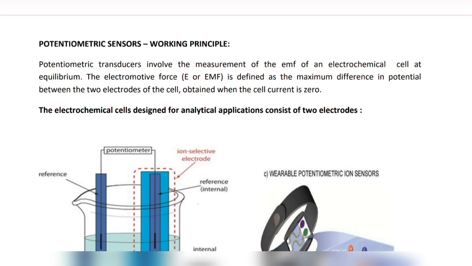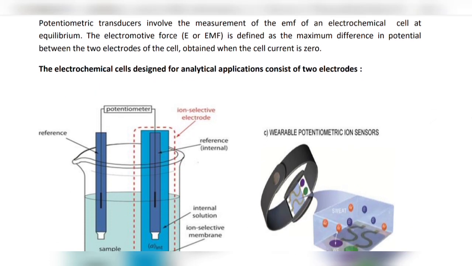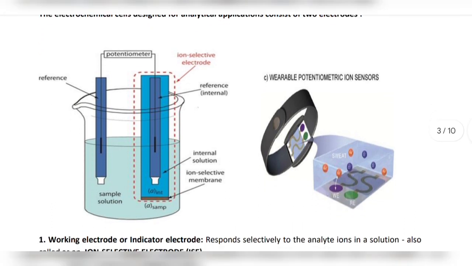Potentiometric transducers involve the measurement of EMF. Okay. So, what are the components of an electrochemical cell? You already studied in previous chapters. The electrochemical cell designed for analytical applications consists of two electrodes. One electrode is called the reference electrode, and the other one is called the working electrode.